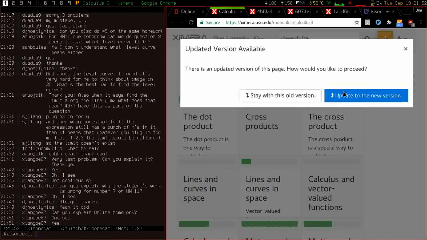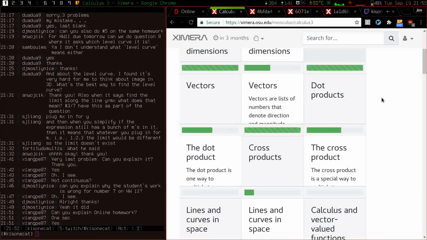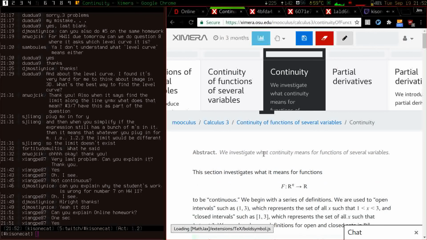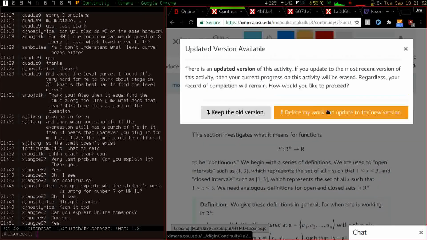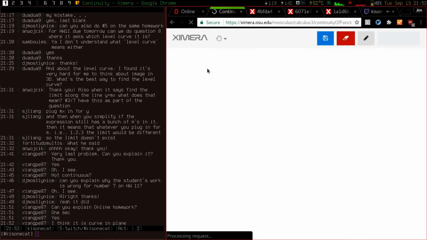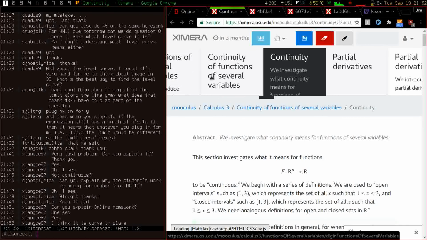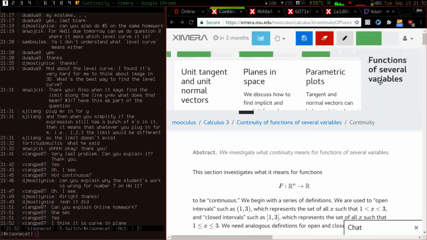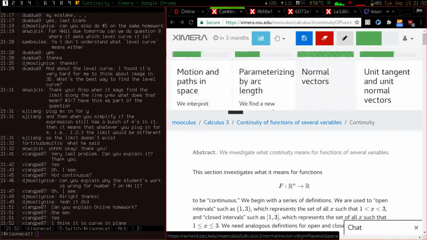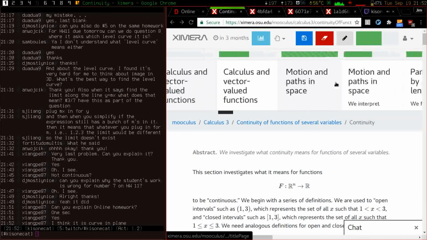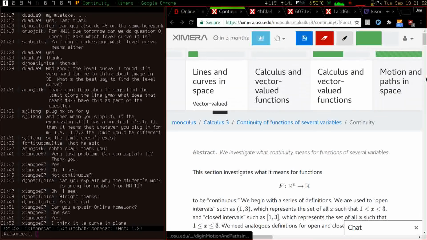Well, I better click this update button. That's great. Oh, continuity. There's a section on continuity now. And we better click this update button. Okay. Oh, you're wondering about curves in the plane. Okay, I can go back there. Which one are you wondering about? Oh, lines and curves in space? This one?